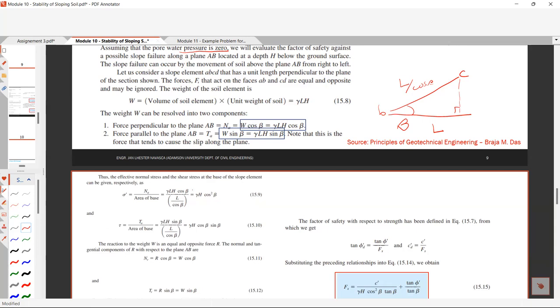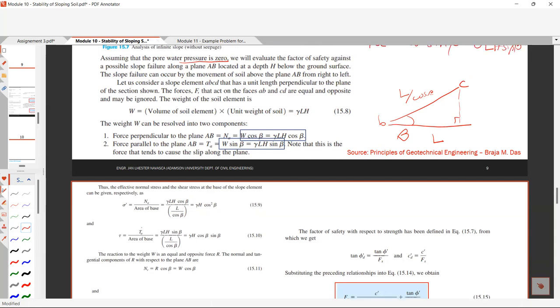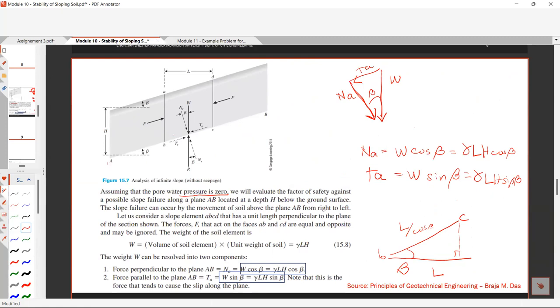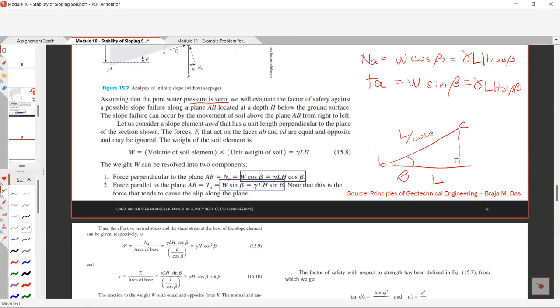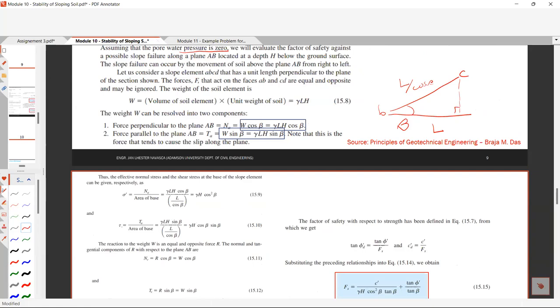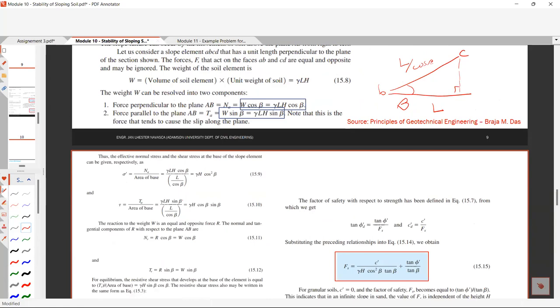Okay, next, considering also the shear stress. So for shear stress, the contact area will be the plane, L over cosine beta. Therefore, we have here gamma LH sine beta, divided by the contact area. This will be 1, so it is not shown. Therefore, we have here gamma H cosine beta sine beta. So this will be your equation 15.10 and this will be your equation 15.9.